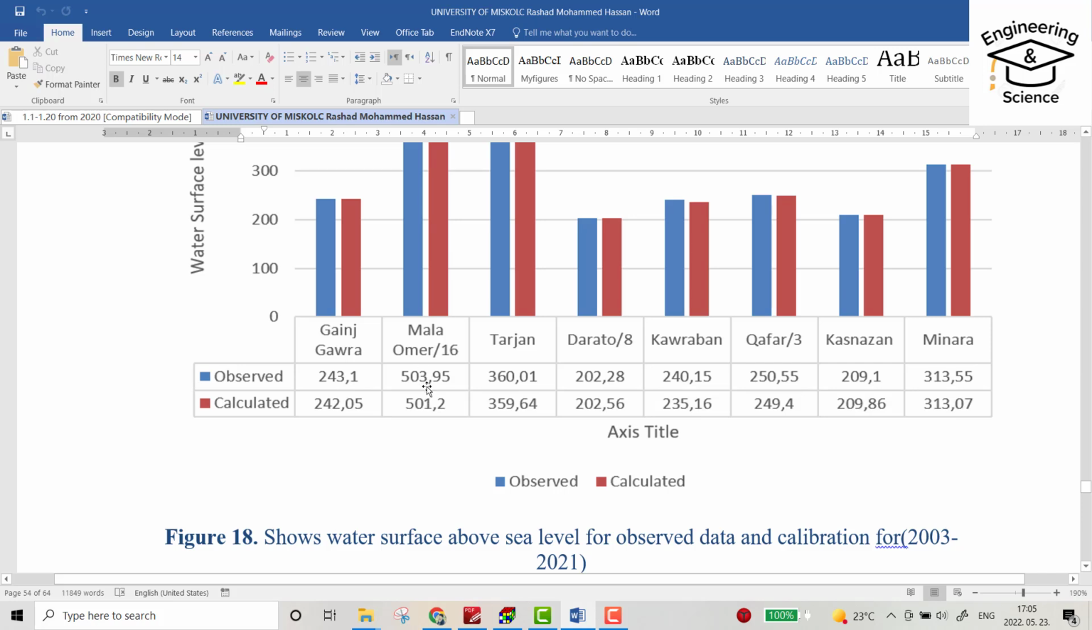And here, about 2 meters difference. Here, less than 0.5 meter difference. Here, it's almost the same. Here, it's about 5 meters, a little much. Here, almost the same. Also, this one, I got a very good result.